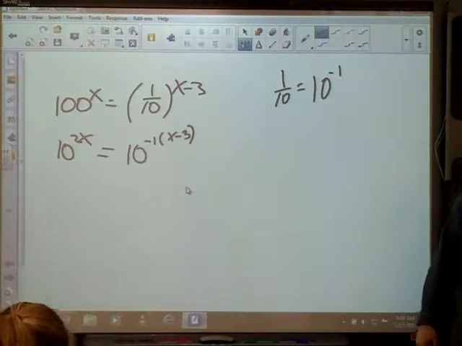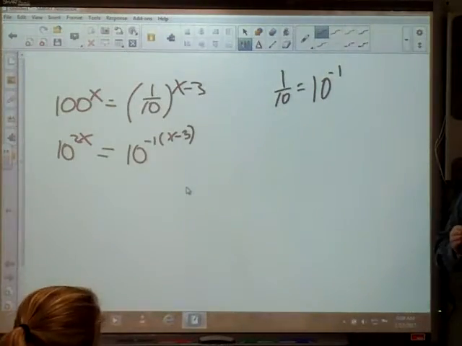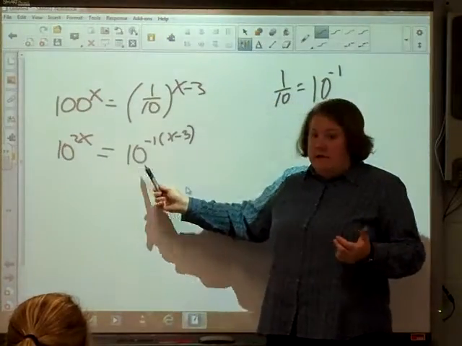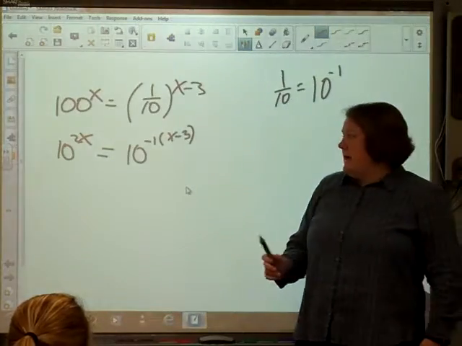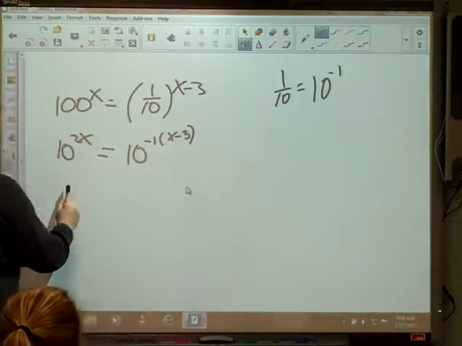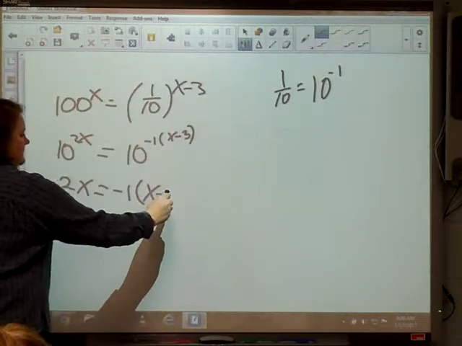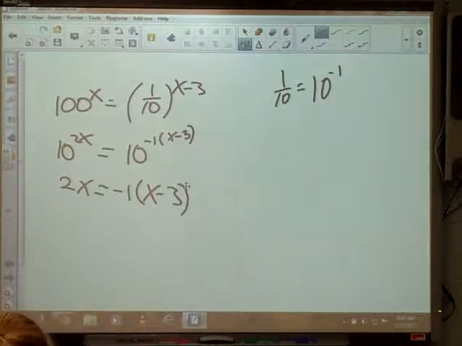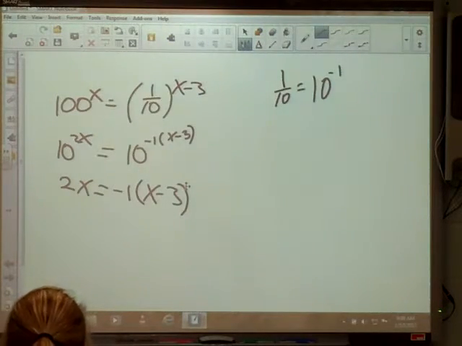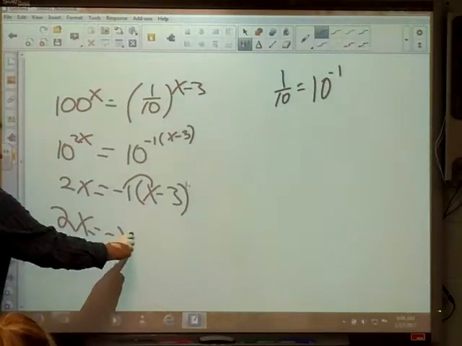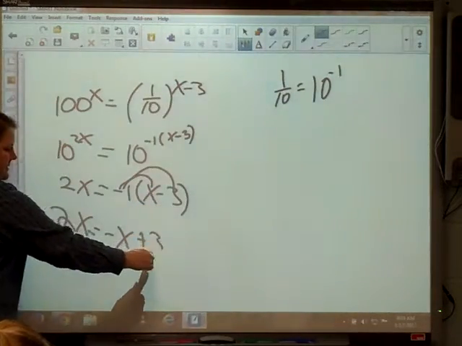Now if our base numbers are the same, our exponents have to be the same also. If 10 is the same as 10, then it is. Second graders know that. Then my powers have to be the same. So 2x has to equal negative 1 times x minus 3. Distribute your negative on the right. That just changes your signs. So we get 2x is equal to negative x plus 3.